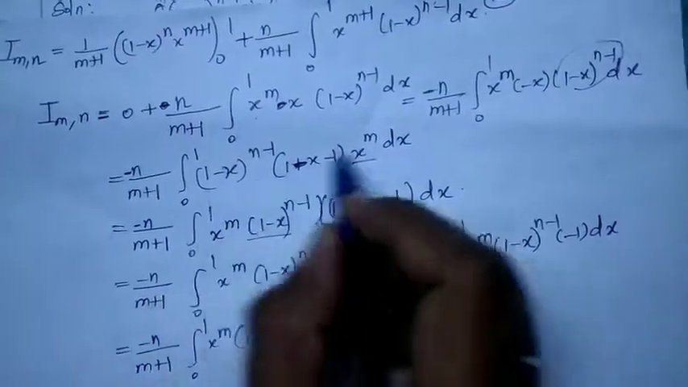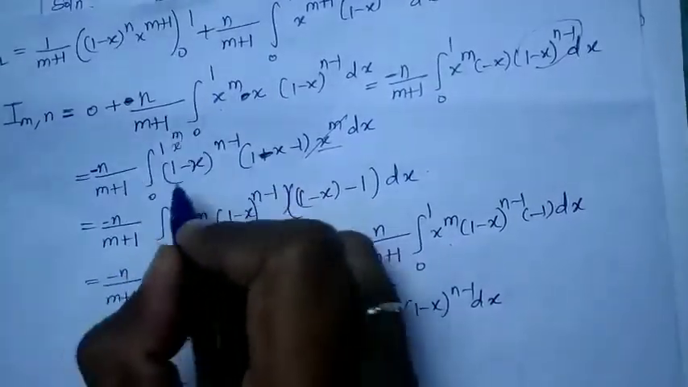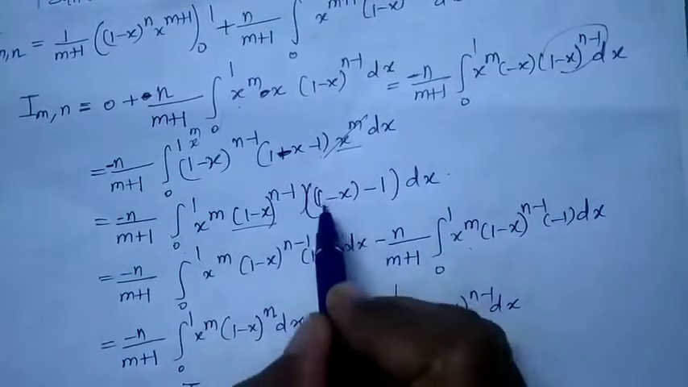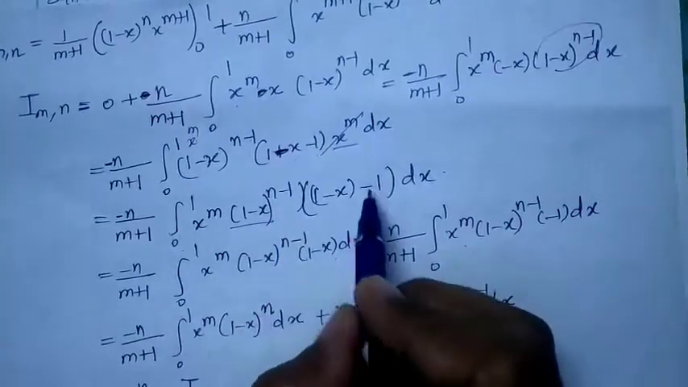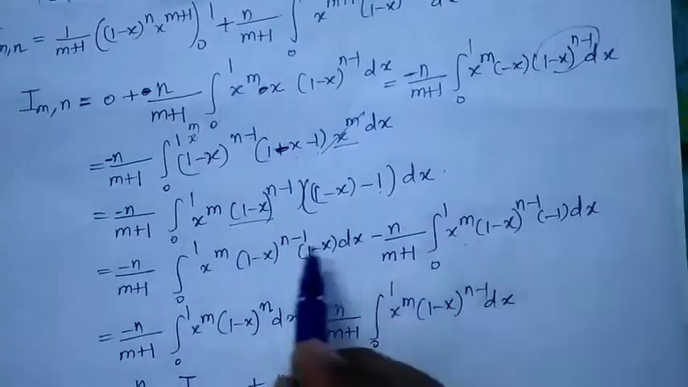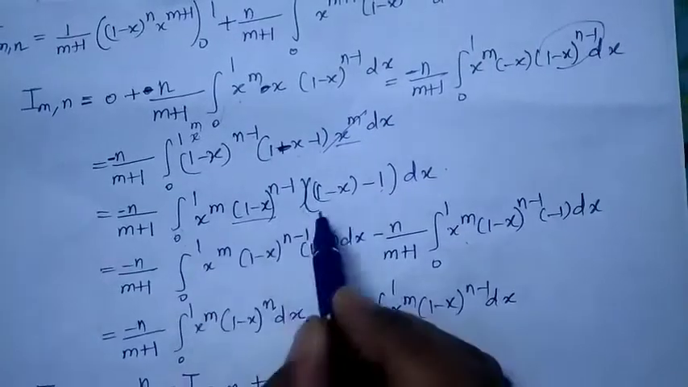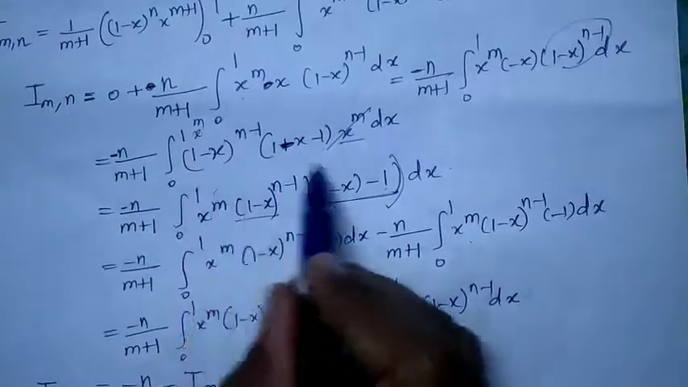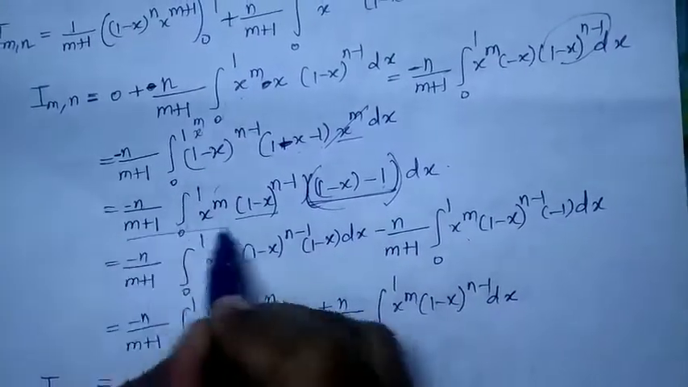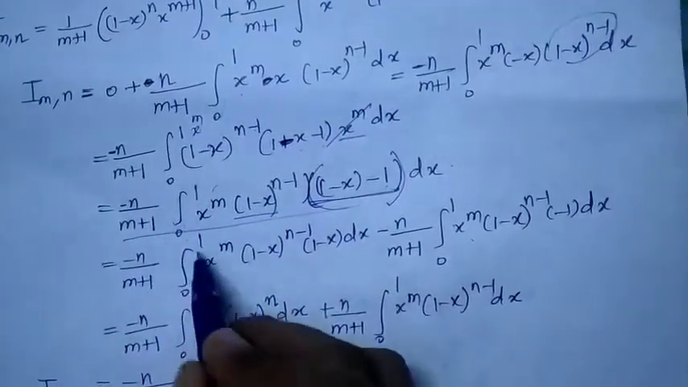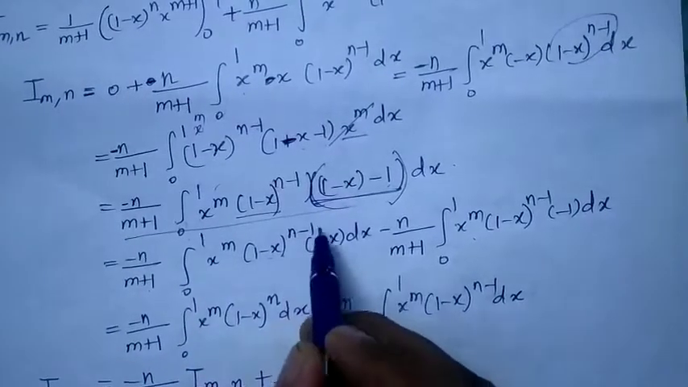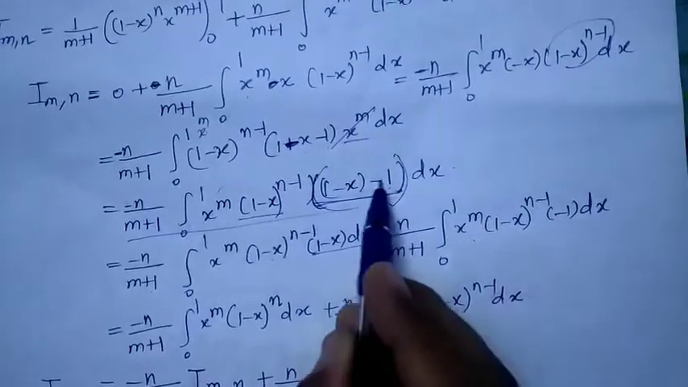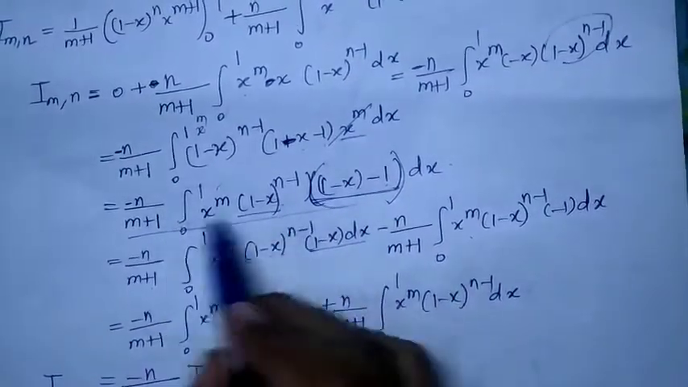Now x power m 1 minus x, I am just changing. If you want, in the beginning itself you can write x power m into 1 minus x power n minus 1. In this I am just going to split the bracket, right? 1 minus x minus 1 into dx, right? So now you can multiply. When you multiply, you will get two terms, right? So first this term, minus n by m plus 1 0 to 1 x power m, 1 minus x power n minus 1 into 1 minus x into dx.